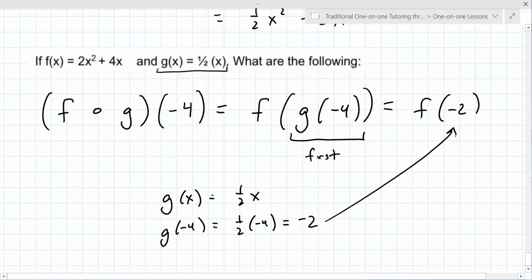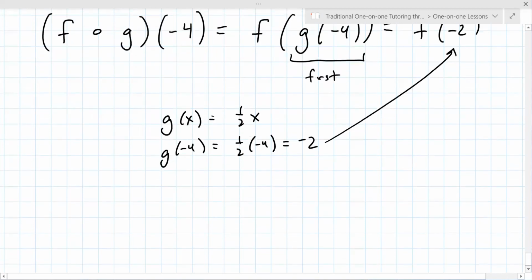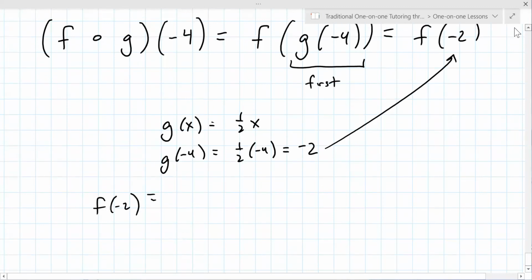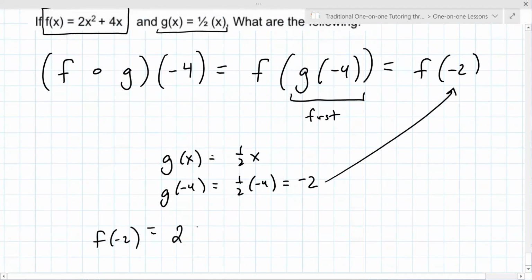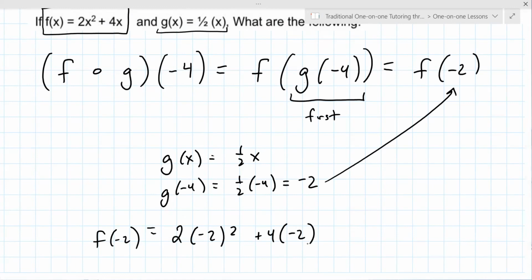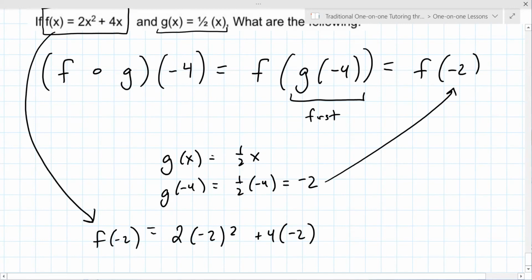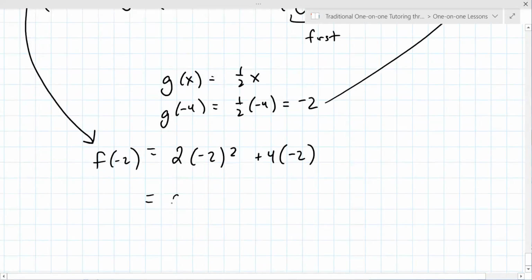So now what do you use for f? You were asking me this earlier. We'll use the f function here. So f of -2 is 2 times -2 squared plus 4 times -2. Wherever you see an x, you put in that -2. So that's 2 times 4, because you have to square first, plus -8. 8 plus -8 equals 0.